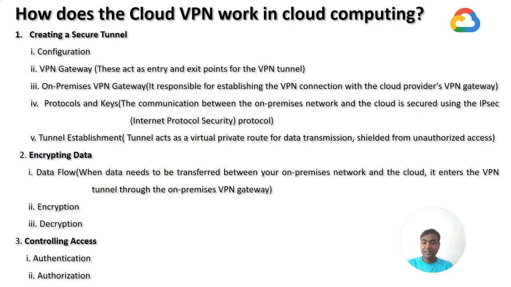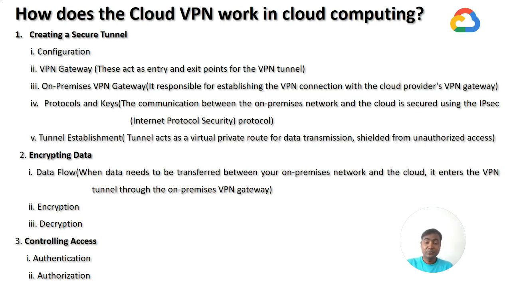Next, tunnel establishment. Using the chosen protocol and keys, the VPN gateways negotiate to establish a secure tunnel over the public internet. This tunnel acts as a virtual private route for the data transmission and is shielded from unauthorized access.